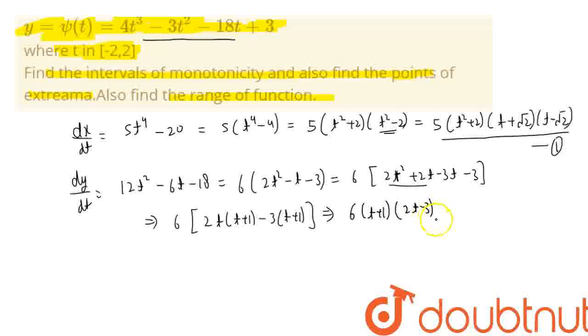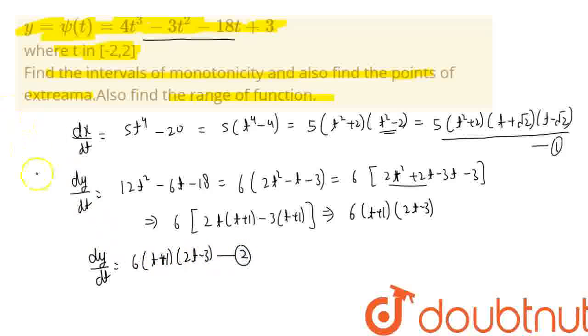So this is the value of dy by dt. So let us note this down here. So we have the value of dy by dt equals 6 times t plus 1 multiplied by 2t minus 3. So let us say that this is the result 2.